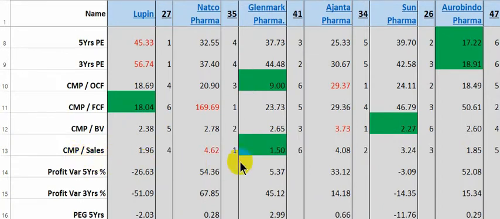Price to sales wise, Glenmark's sales are as near as its market capitalization, and Natco Pharma's price was way too high compared to its sales. The sales were not able to keep pace with the company's market price or market capitalization. So this was the most expensive of the lot.